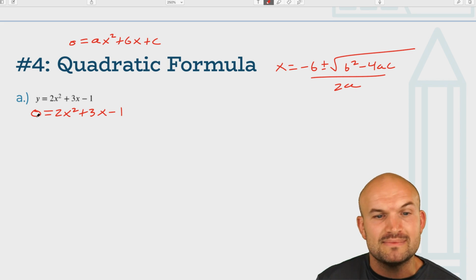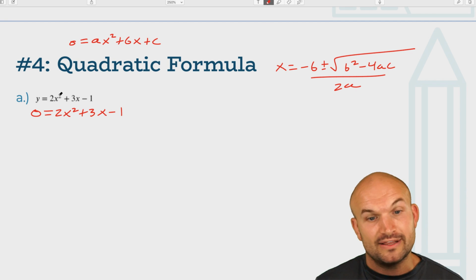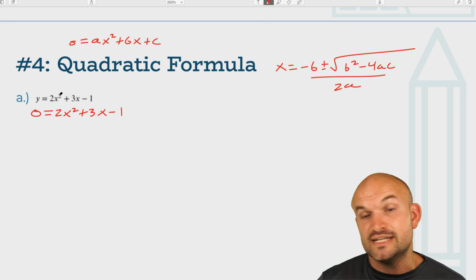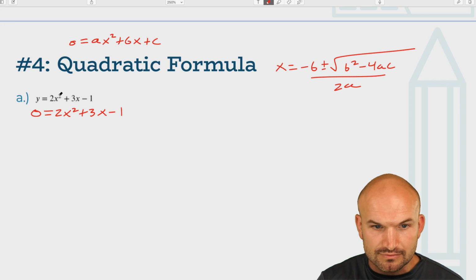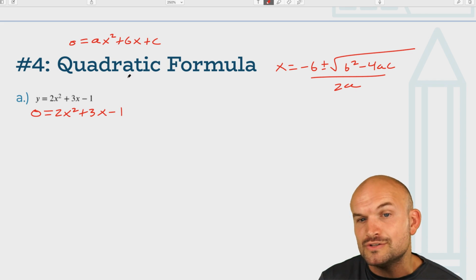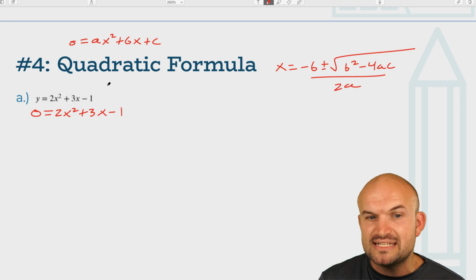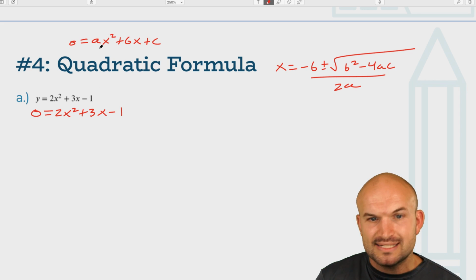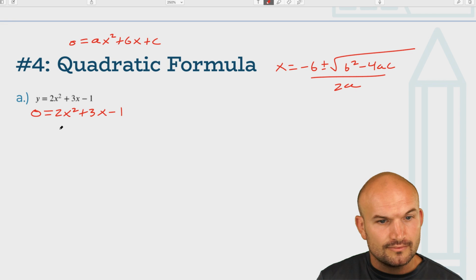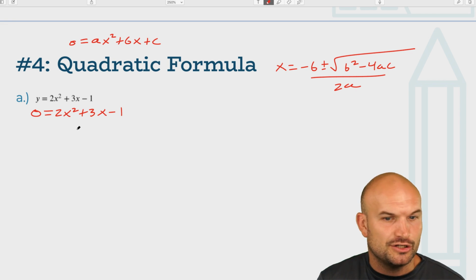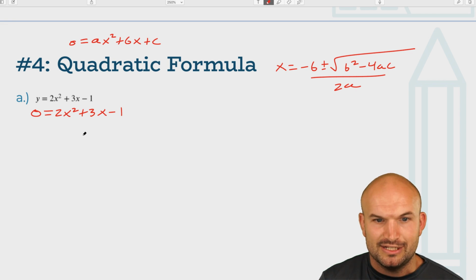Now, obviously, instead of looking for the x-intercepts on the graph, we might be talking about the zeros of the function or the roots of the equation. It might be framed differently as far as why we're using the quadratic formula, but it's all basically the same. So now that I have my standard form equal to 0, you could look into factoring this, but let's just say we're going to do the quadratic formula, so let's go ahead and get to it.